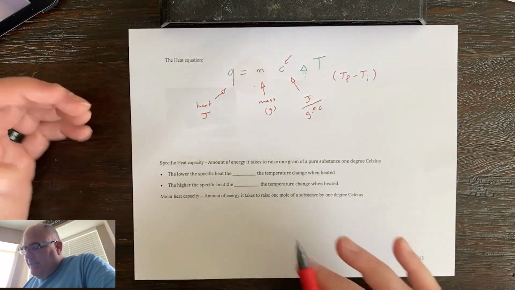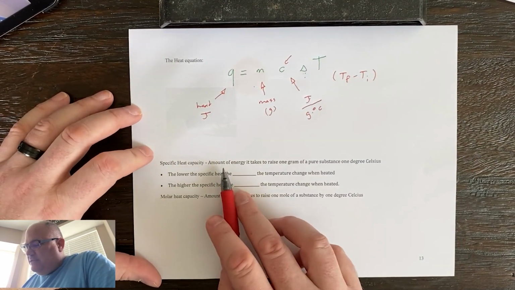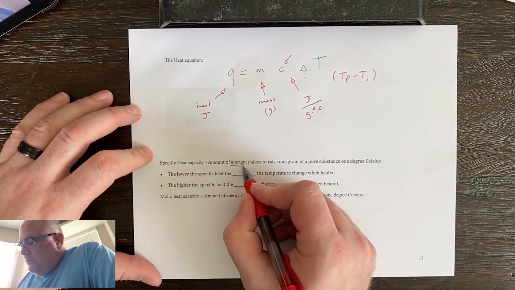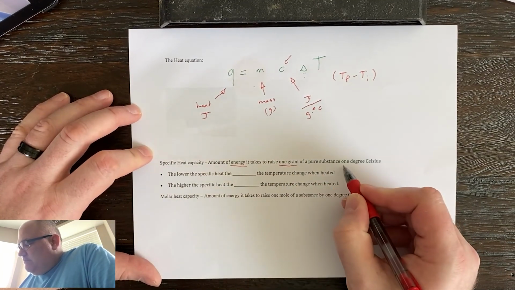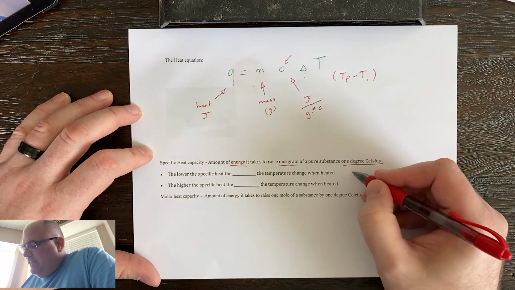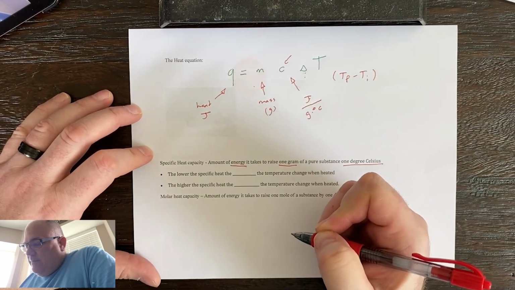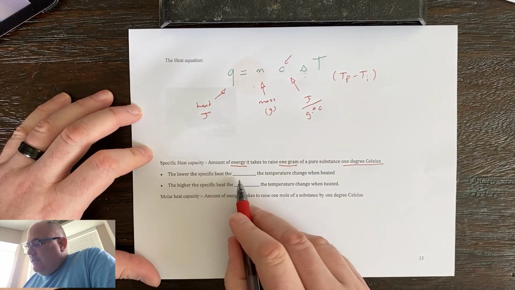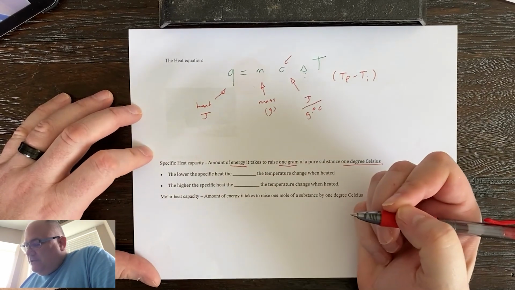Now, it should make sense, but let's go back to specific heat for a second. We said it's the amount of energy that it takes to raise 1 gram of a pure substance by 1 degree Celsius. It would make sense that the lower the specific heat, the greater the temperature change when heated.